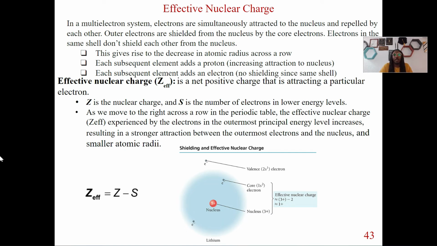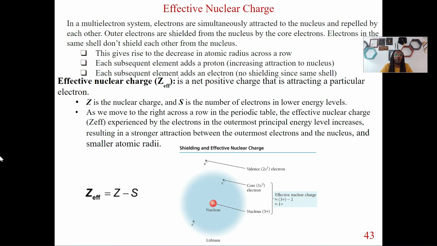Because of this, a couple of different things will happen. It's going to decrease your atomic radius as we go across the row. That's what we were talking about before. Because of these different charges, this is going to impact our atomic radius, as well as the elements as they add a proton. That means we're going to be increasing attraction to the nucleus. That's the reason we saw the attraction increase, impacting our radius as we went towards the right, because we're always adding a proton if we're going towards the right. And if you're adding a proton, you're probably adding another electron, and there's no shielding in the same shell.